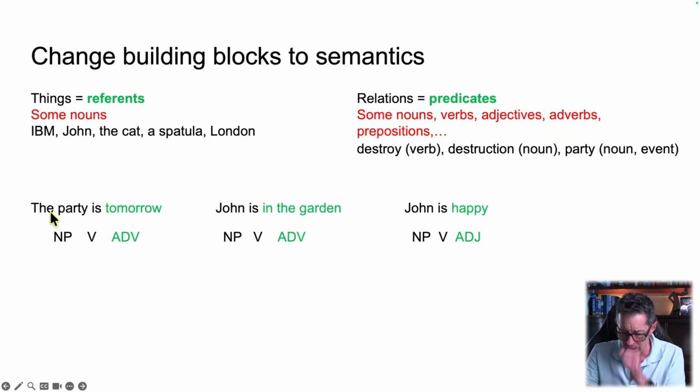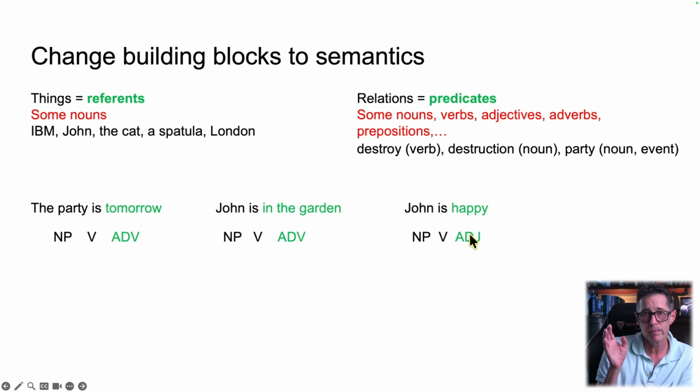So, excuse me, you can see the party is tomorrow. It's a noun phrase, a verb, and an adverb following. Or John is in the garden. This is an adverbial phrase, it's a prepositional phrase. So noun phrase, verb, adverbial, or you could say prepositional phrase. And then John is happy. That's an adjective. So we've got noun phrase, verb, adjective. So if the syntactic model was useful, we could say anything that fits this model is now valid for English.